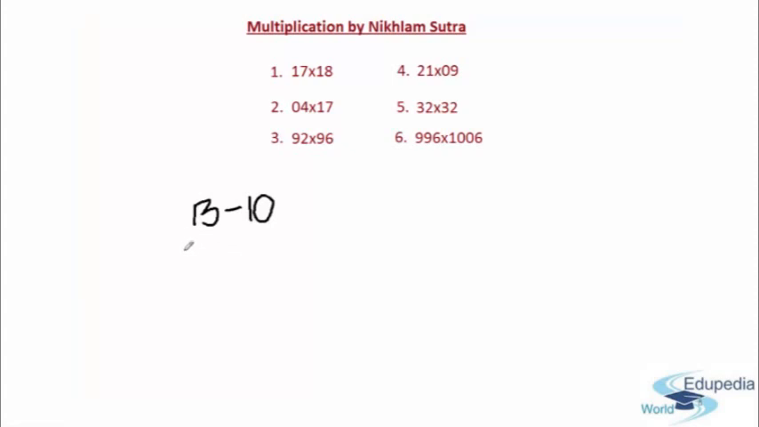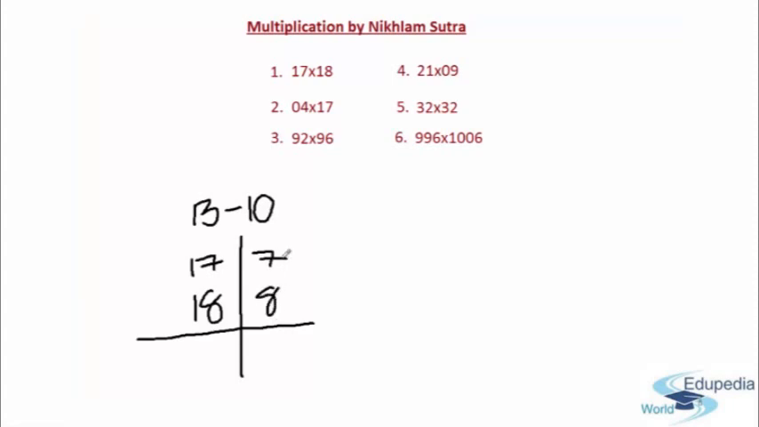After finding the base, you write down the numbers 17 and 18 one below the other. After writing, you place a vertical bar and a horizontal bar. Now compare the numbers 10 and 17. Here 17 is 7 more than the base and 18 is 8 more than the base. On the right column side, you multiply 7 and 8. You will get 56, because 7 8s are 56.